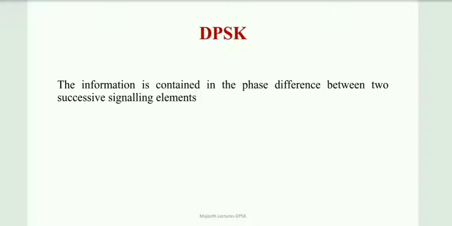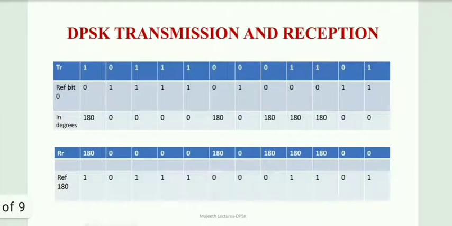Whereas in amplitude shift keying, we assign one signal for amplitude 1 or bit 1, and no signal is assigned for bit 0. Here, the information is coded in such a way that it is contained in the phase difference between the two successive signaling schemes. So it's simple only. We can go for one example. From this, we can understand how DPSK does transmission and reception very simply, right?